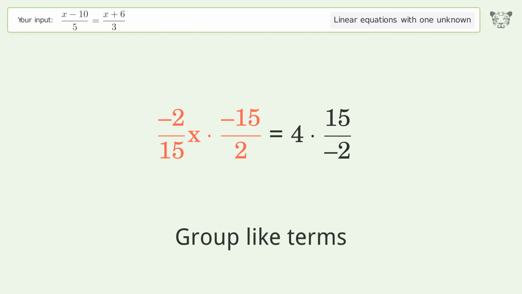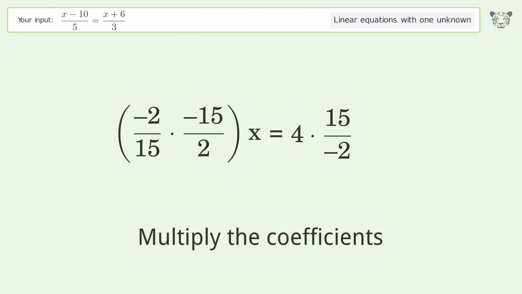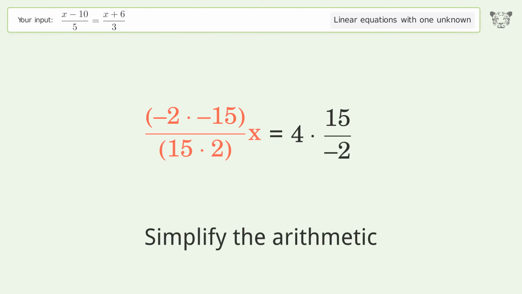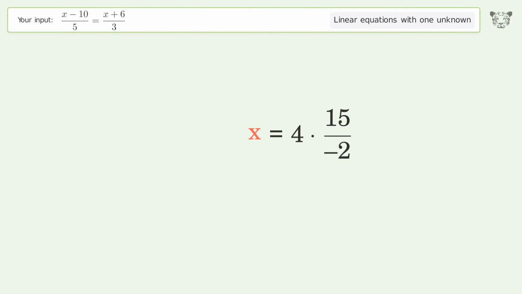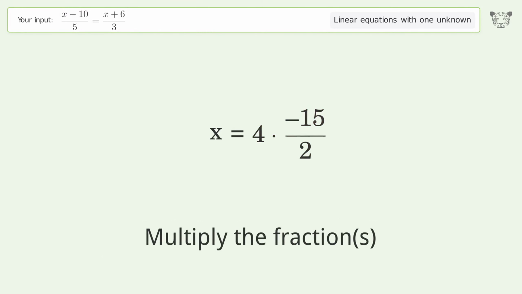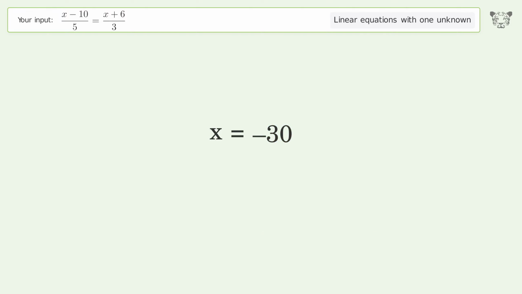Group like terms. Multiply the coefficients. Simplify the arithmetic. Move the negative sign from the denominator to the numerator. Multiply the fractions. Simplify the arithmetic. And so the final result is x equals -30.